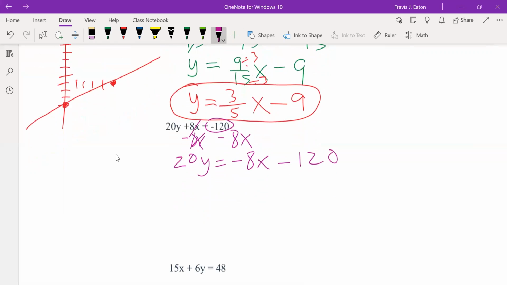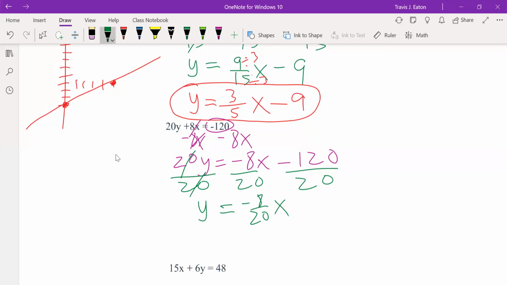Okay, now we will need to divide by the coefficient of y, which in this case is 20, because we want to get y by itself. Divide everything by that 20. Those cancel each other out, so I'm left with y equals -8/20 times x, and -120 divided by 20 is -6.